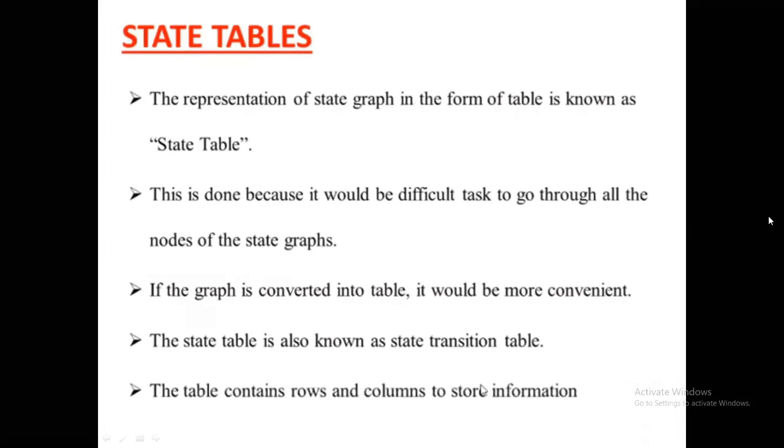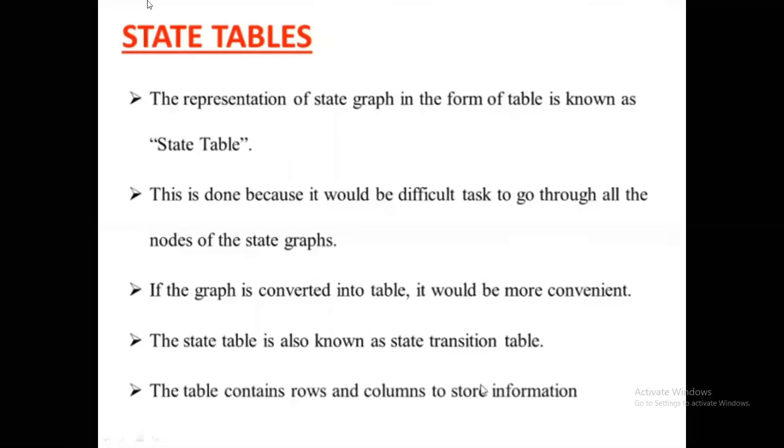So next one, state table. So what is a state table? I hope you all understand what a state graph is. The state graph is a pictorial or graphical representation of the different states of a system. If you convert that graph into a table, then we call that a state table.